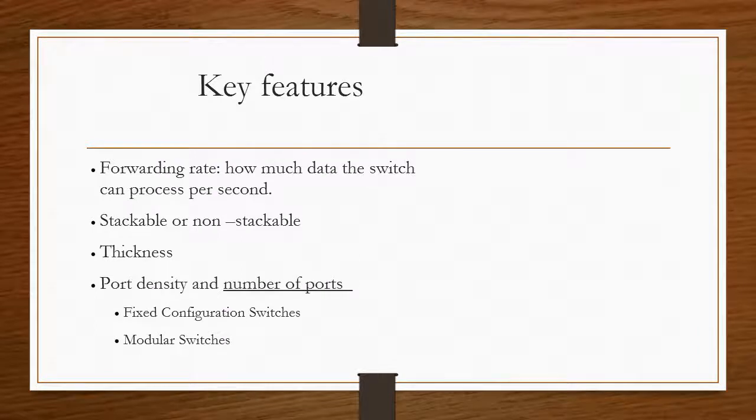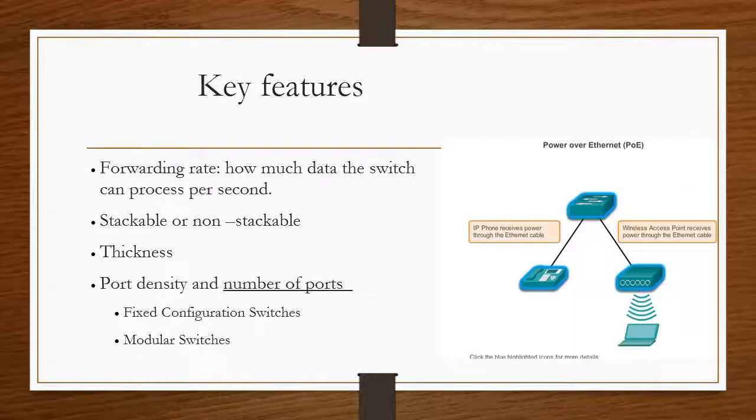When selecting a switch, it is important to understand the key features of the switch options available. The forwarding rate defines the processing capabilities of the switch by rating how much data the switch can process per second. Switch product lines are classified by their forwarding rates. Entry-layer switches have lower forwarding rates than enterprise-layer switches. Other considerations include whether the device is stackable or non-stackable, as well as the thickness of the switch and port density, or the number of ports available in a single switch.